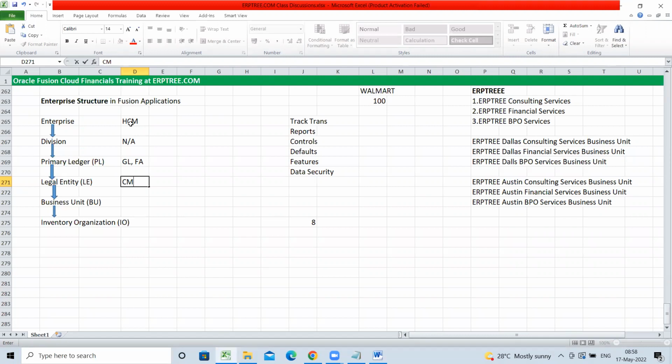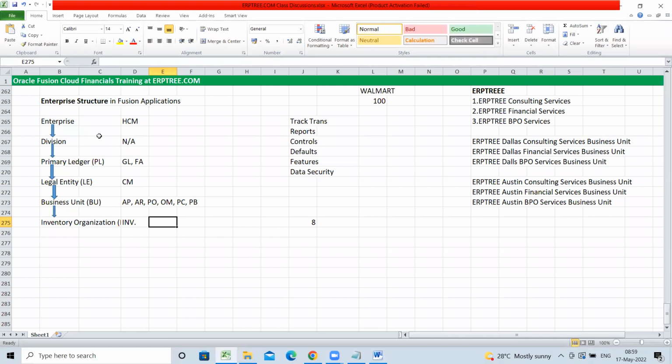So cash management stands at legal entity level. At business unit level, most of the applications stand, like AP, AR, PO, OM, project costing, project billing. There are many other applications, but we don't need all of those to understand. And at inventory organization level, the inventory application.